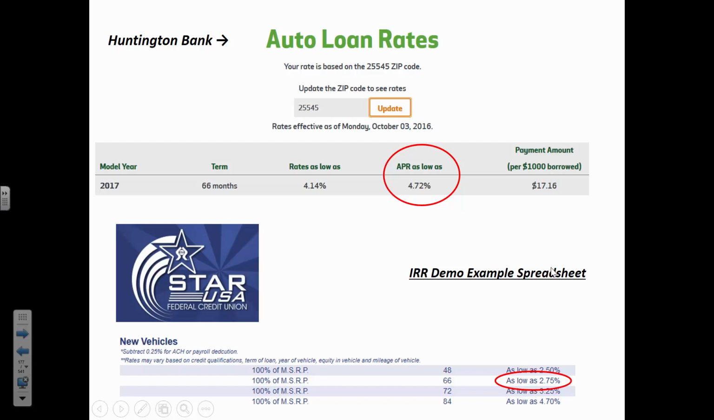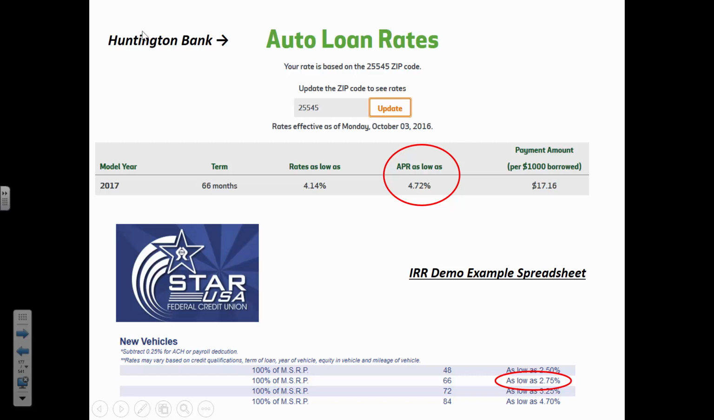All right, so what we're going to talk about today is interest rates and how sometimes the interest rate that you're paying on the money you use to finance a project could make a project feasible or could make a project impossible to break even on. So interest rates matter. Here is a comparison between auto rates at two different institutions.